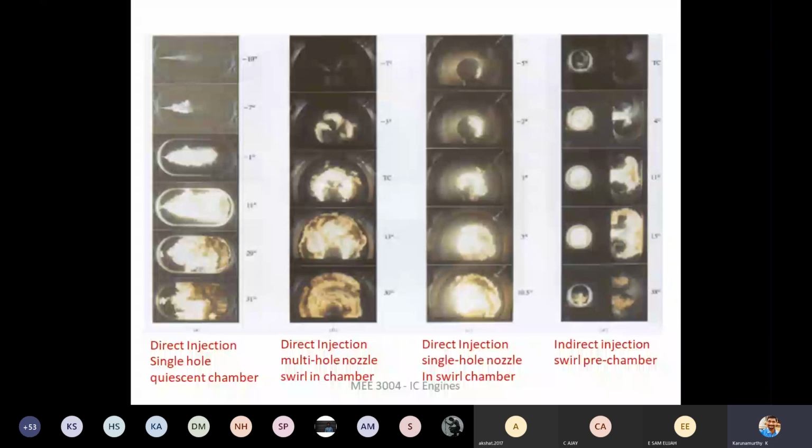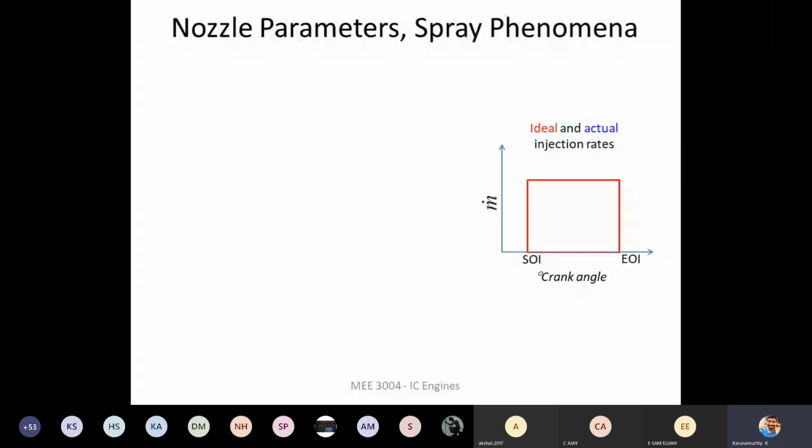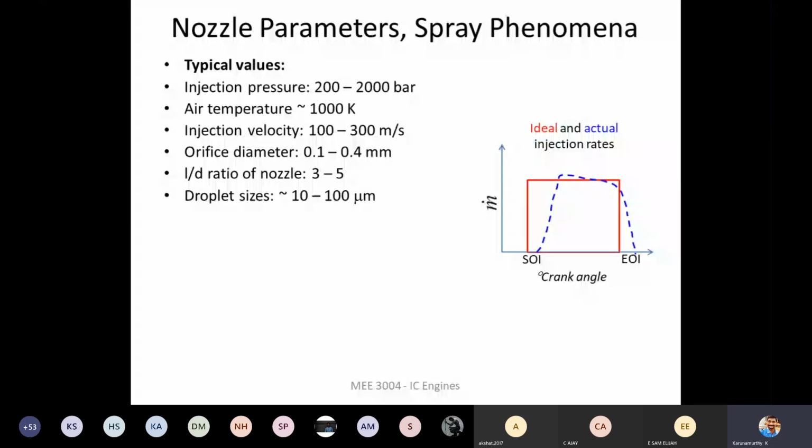Okay. Coming to some of the nozzle parameters and spray phenomenon. Some of the values related to the fuel injection parameters are: the fuel will be injected at a pressure of 200 to a maximum of 2000 bar. The air temperature after the compression stroke inside the engine cylinder will be around 1000 Kelvin. The velocity with which the fuel comes out from the orifice of the fuel nozzle is around 100 to 300 meters per second, and the orifice diameter will normally be 0.1 to 0.4 mm.